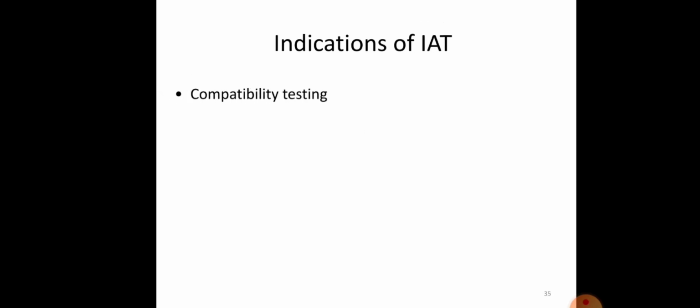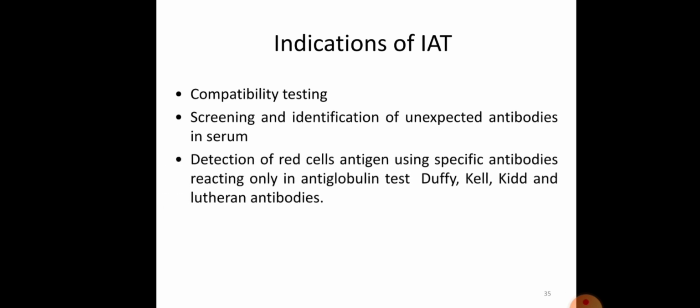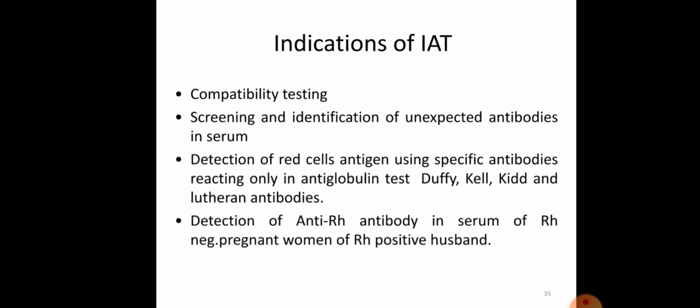What is the indication of the indirect test? That is for compatibility testing, screening and identification of unexpected antibodies in the serum. Then there is the detection of RBC antigens using specific antibodies which react only with the antiglobulin test, that is Duffy, Kidd, Kell and Lutheran.